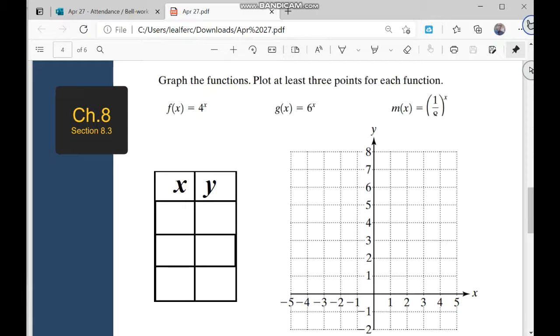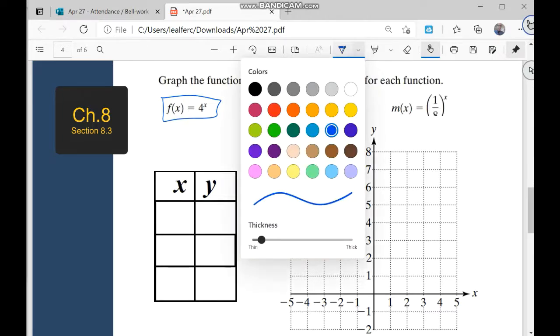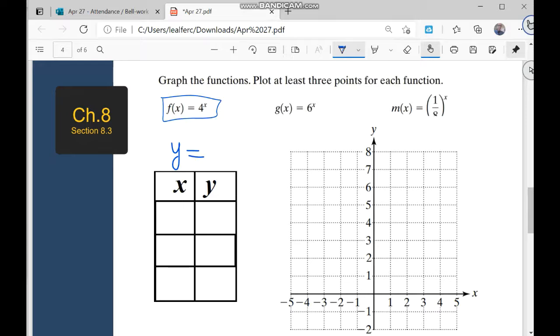Well, let's get this example. F of x equals 4 exponent x, right? So y equals 4 exponent x.